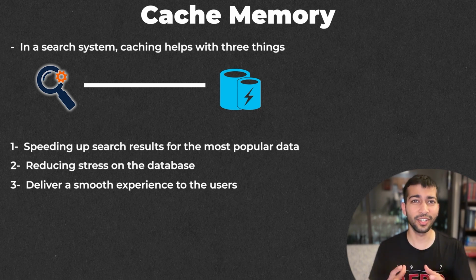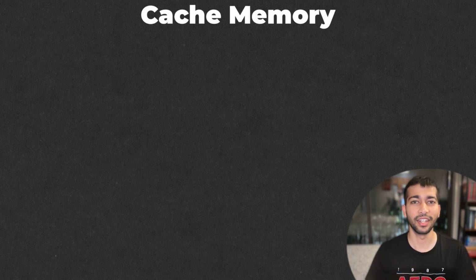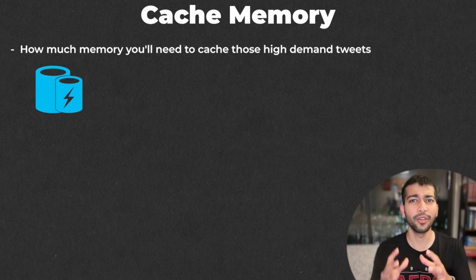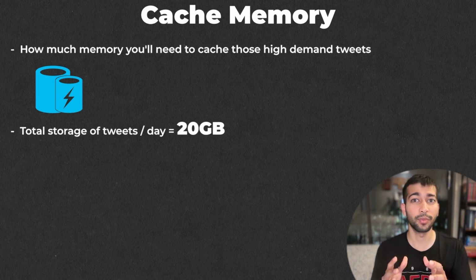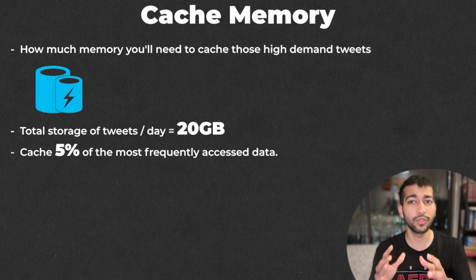Now let's crunch some numbers. Here's the fun part. Let's estimate how much memory you'll need to cache those high demand tweets. We already estimated the total storage of tweets per day as 20 GB. Now let's assume we want to cache 5% of the most frequently accessed data. Why?